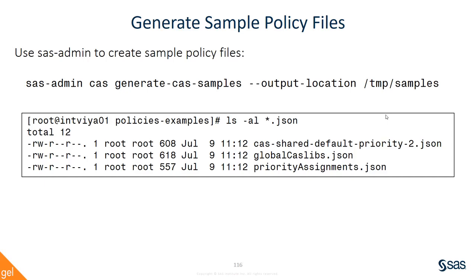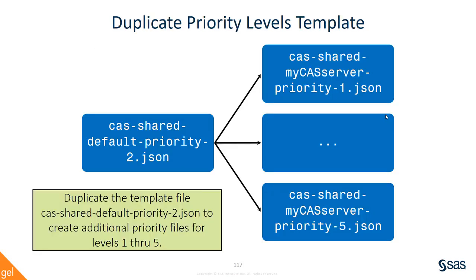So by default, we get one policy or one priority level. By default, we get priority 2. So what we're going to do is take that priority file and copy it for 1, 2, 3, 4, and 5. All right, as many as you need. So we're going to duplicate that template, and the structure is very simple, as you'll see. So we're going to have up to 5.